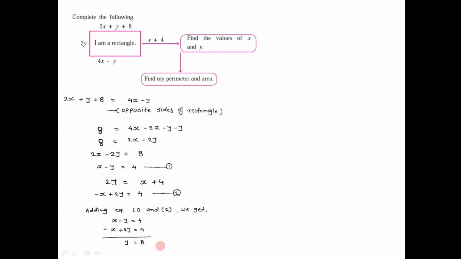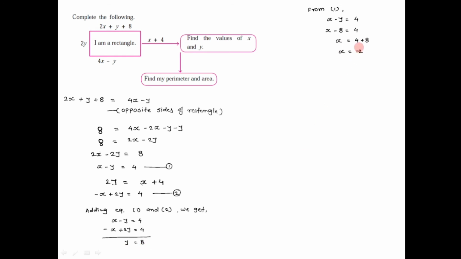From this we can find the value of the second variable. For that we use equation number 1, that is x minus y is equal to 4. The value of y is found to be 8, so if we replace y here by 8, we get x minus 8 is equal to 4. If we take minus 8 to the right hand side, it becomes plus 8. So x is equal to 4 plus 8, that's 12. So here x is equal to 12 and y is equal to 8.